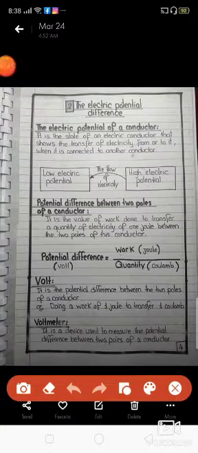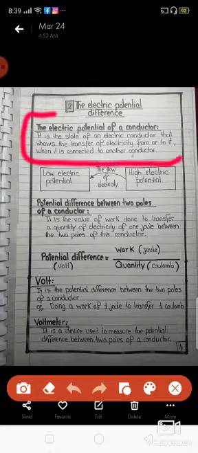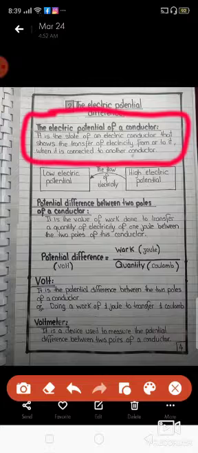Before we start, we must know what is the meaning of the electric potential of a conductor. The electric potential of a conductor is the state of an electric conductor that shows the transfer of electricity from or to it when it is connected to another conductor. In other words, the electric potential of a conductor is how much energy the conductor has compared to another conductor which is connected to it.